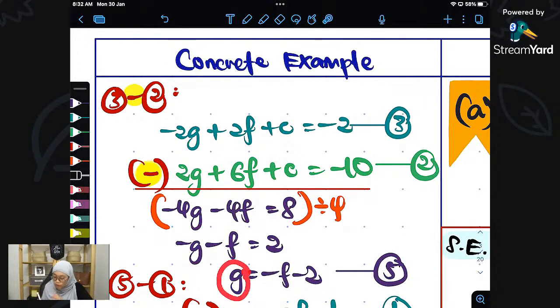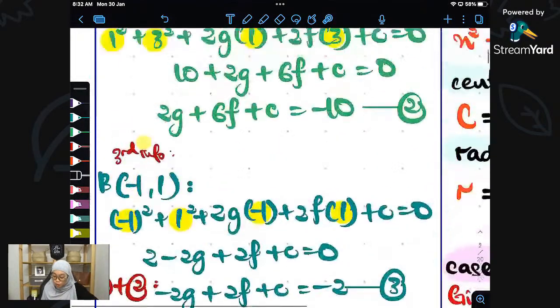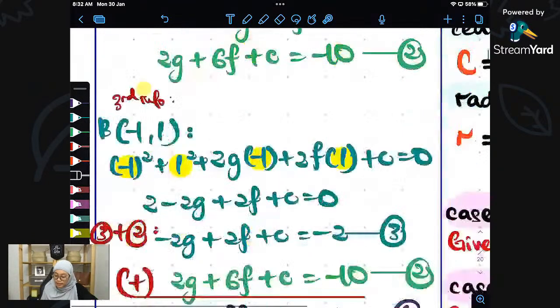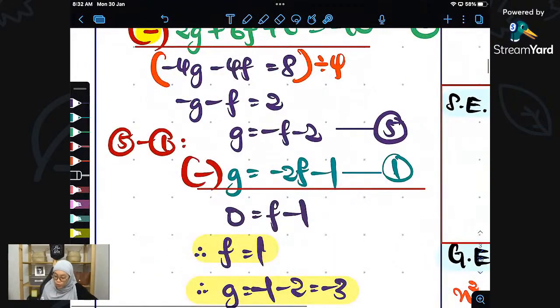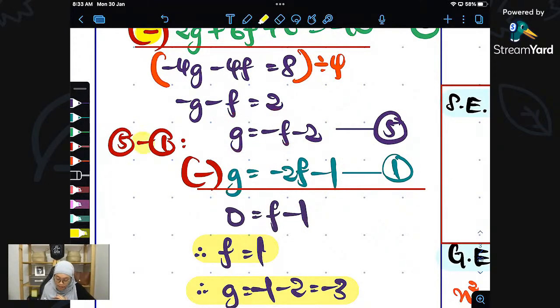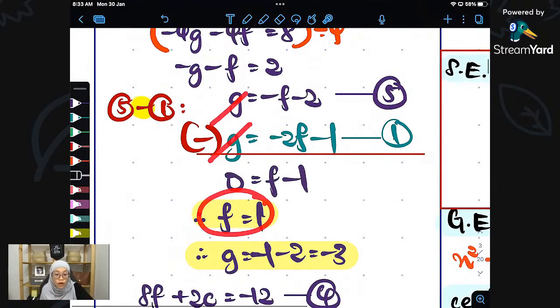And so I make G the subject. I will get negative F minus 2. And this is equation 5. This equation 5, I compare it with my original equation 1 from earlier. My equation 1 here has G and F, right? So I copy this, and then I put it here close to my equation 5. And then what do I do? Can you guess? I minus it, so that I can eliminate the G. When I eliminate the G, I will get F. So my F is equal to 1.